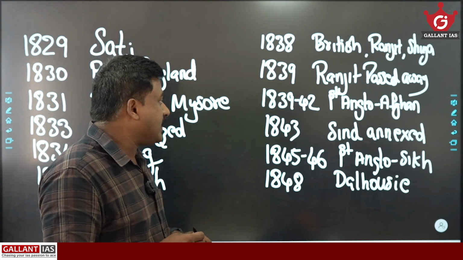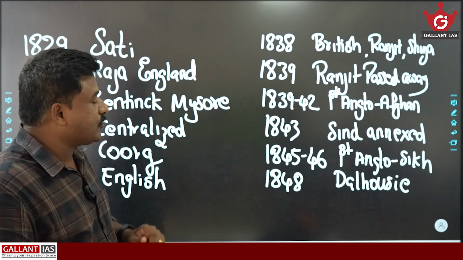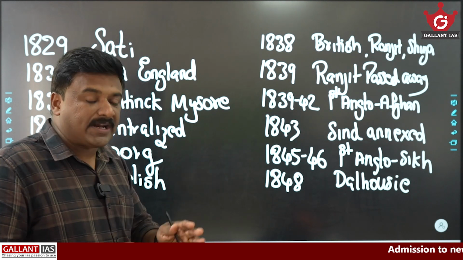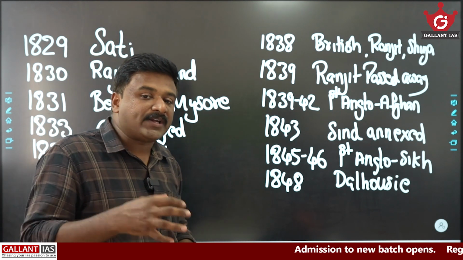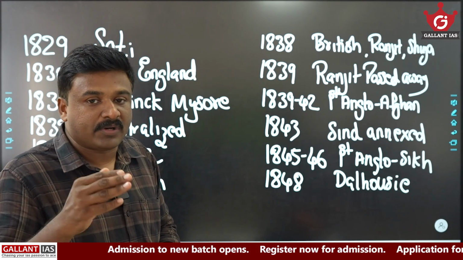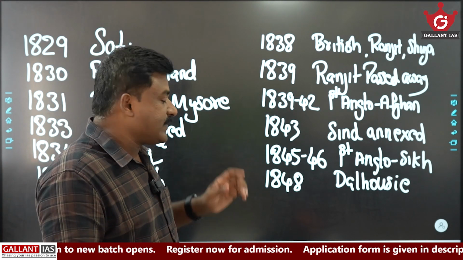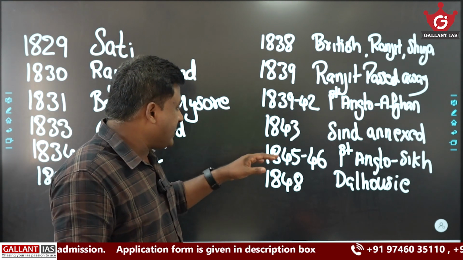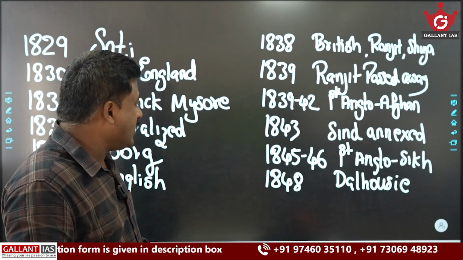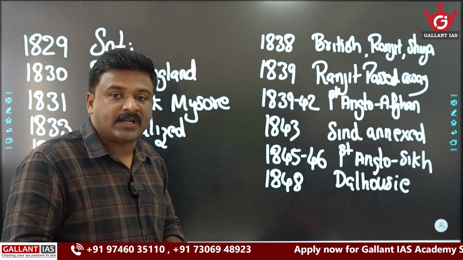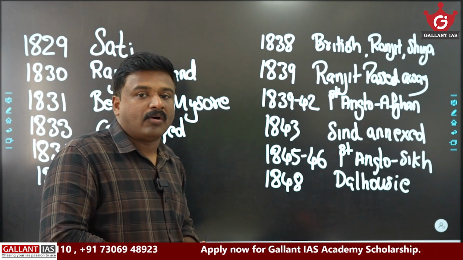1839, Ranjit Singh passed away. 1839 to 42, First Anglo-Afghan War. 1843, there is the Sindh annexation on strategic grounds. It is strategically important, and there is a blame that the Sindh rulers did not support the British during the First Anglo-Afghan War. Also, there was a fear of an upcoming Russian invasion. Then 1845 to 46, the First Anglo-Sikh War. Then 1848, Dalhousie was appointed as the Governor General of India.